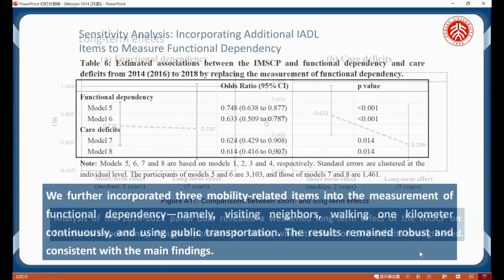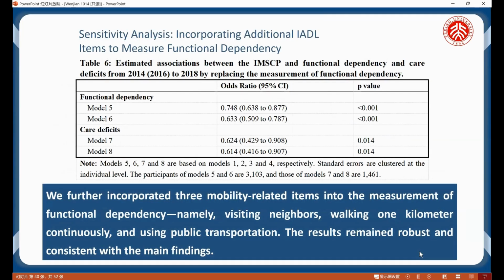We further incorporated 3 mobility-related items into the measurement of functional dependency, namely visiting neighbors, walking 1 kilometer continuously, and using public transportation. The results remained robust and consistent with the main findings.